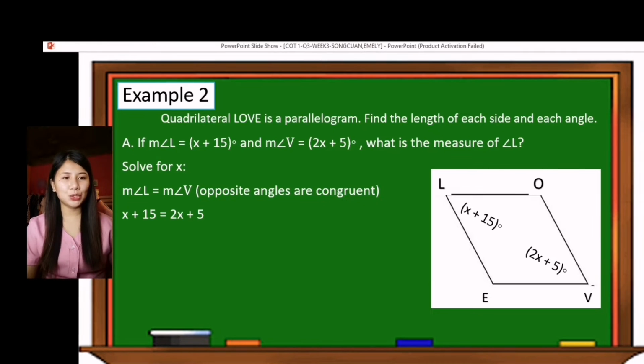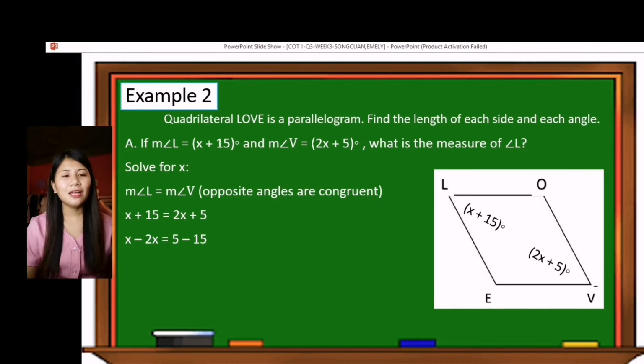Now, let us substitute the measure of angle L, that is x plus 15, equals the measure of angle V, that is 2x plus 5. Now, let us combine like terms. We're going to transpose 2x to the left side and 15 to the right side. So, let us simplify. We have x minus 2x is equal to 5 minus 15.